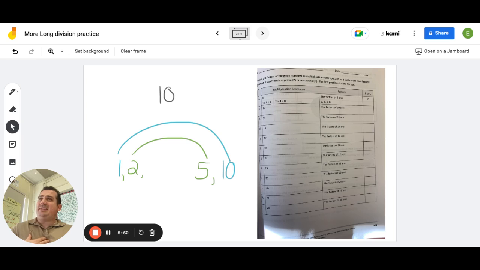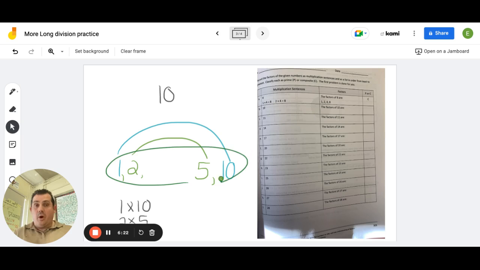Can 3 go into 10 evenly? Evenly is the key word. 3, 6, 9, 12, no. And then I know that 4 is not going to work: 4, 8, 12. So right there, that's my factor rainbow. The multiplication sentences will be 1 times 10 and 2 times 5. Our factors I listed right here: 1, 2, 5, and 10.